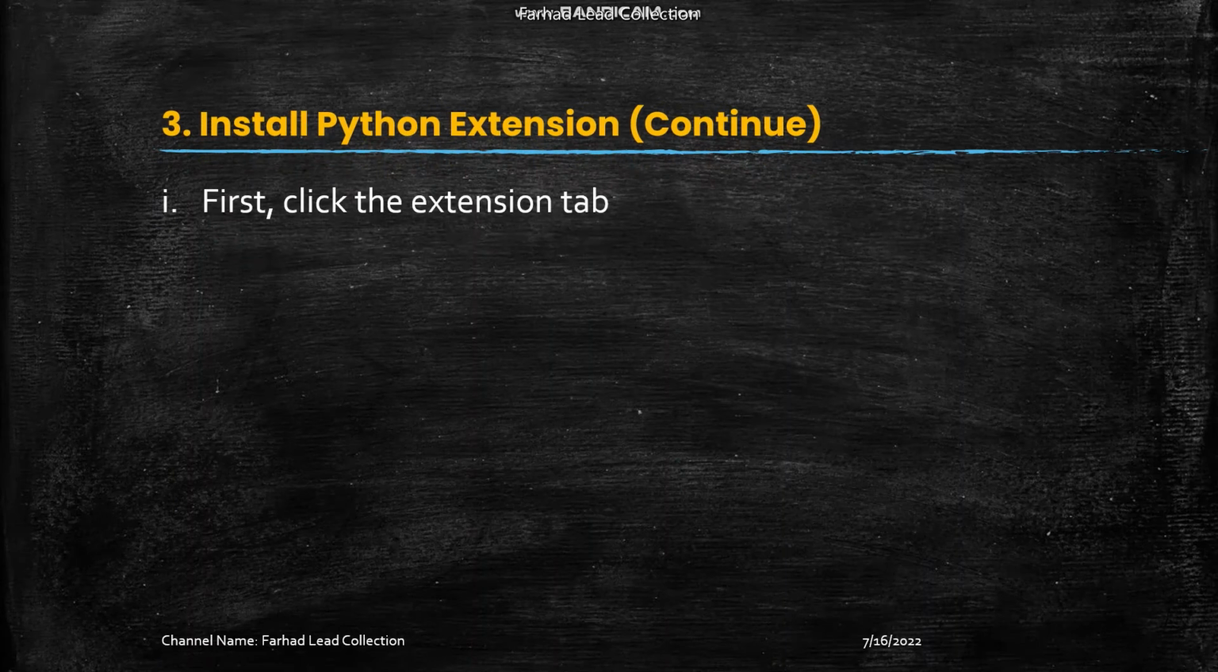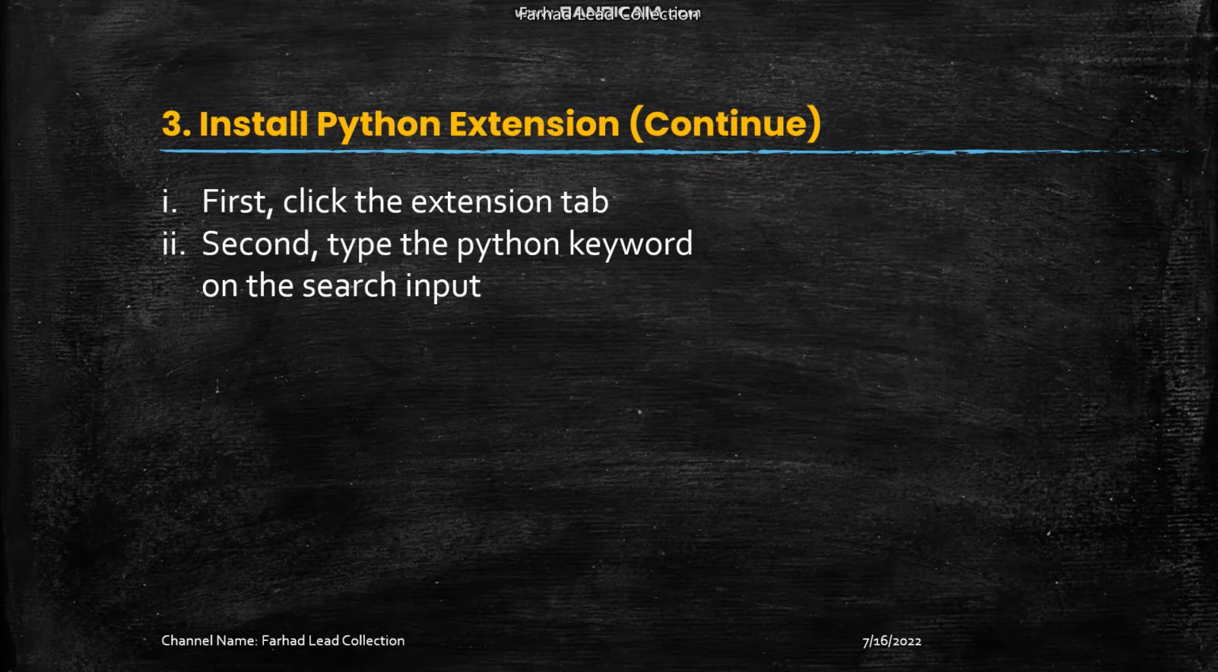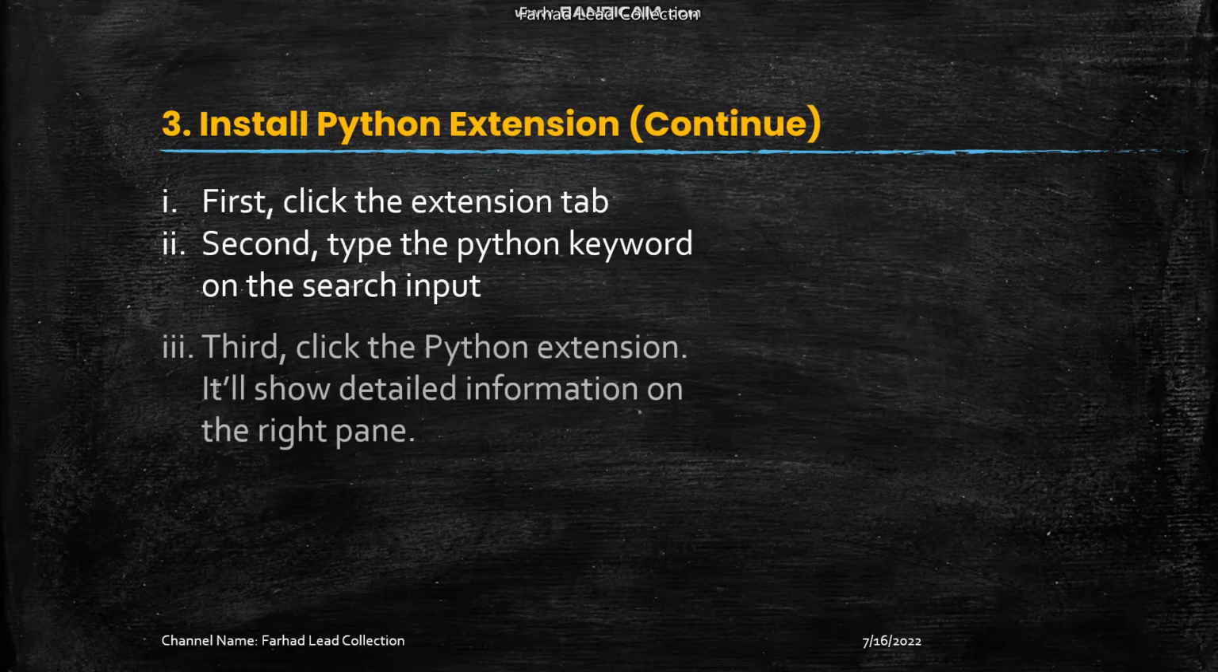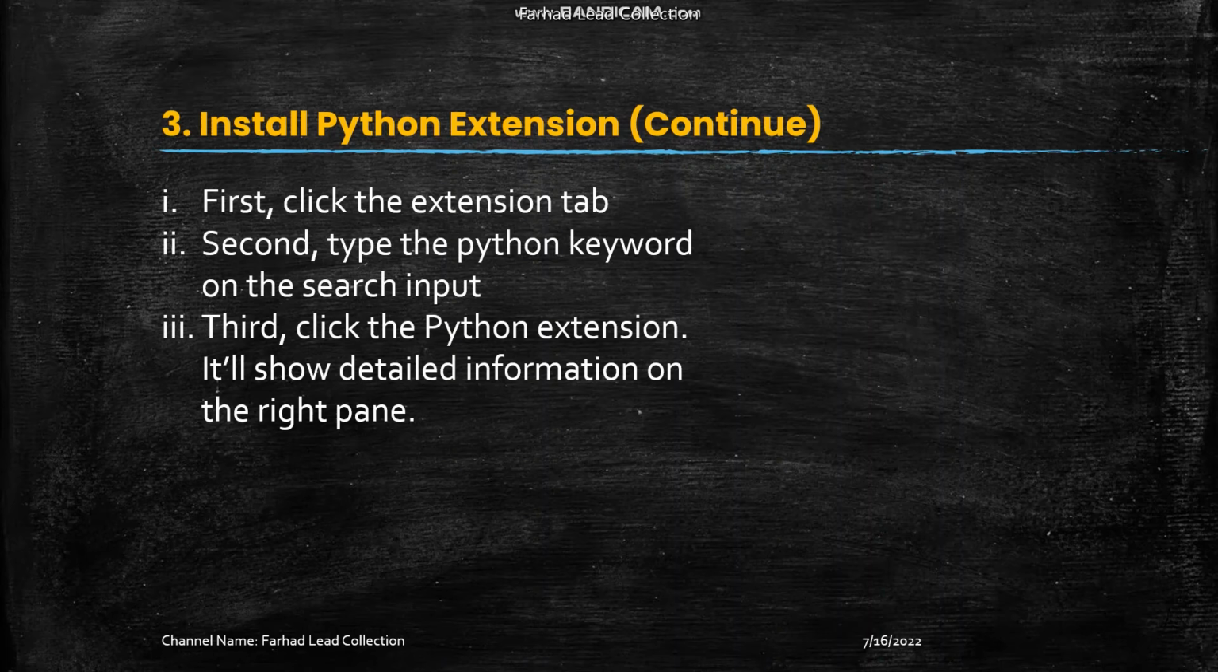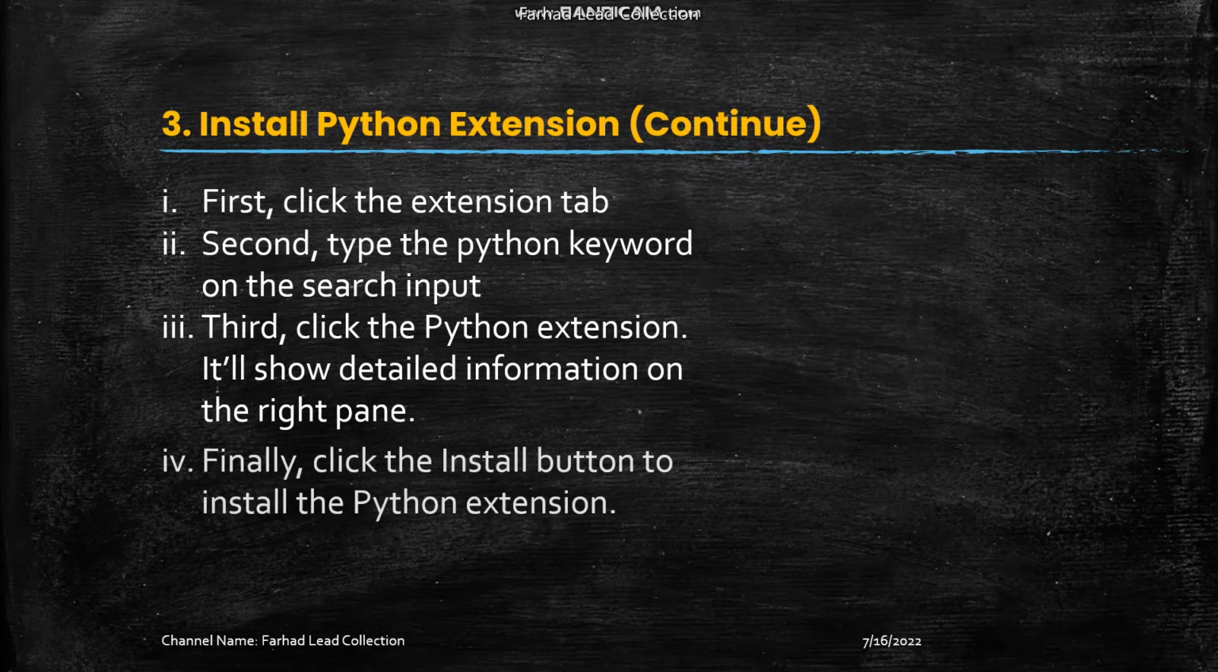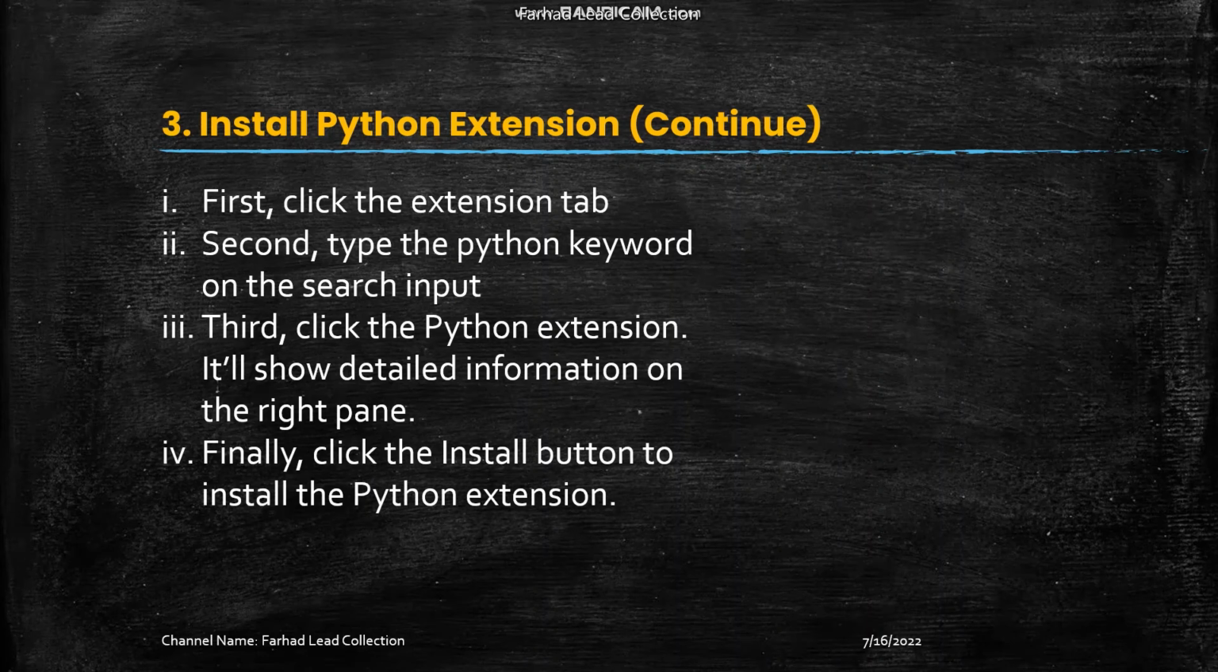First, click on the extension tab as I mentioned. Second, type the Python keyword in the search input. Third, click the Python extension. It will show detailed information in the right pane. Finally, click the install button to install the Python extension. Once Python is successfully installed on the system, we will be able to write our first code. Inshallah, in the next video, I will show you how to write good code.